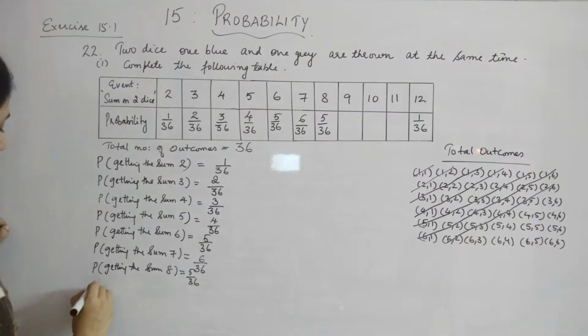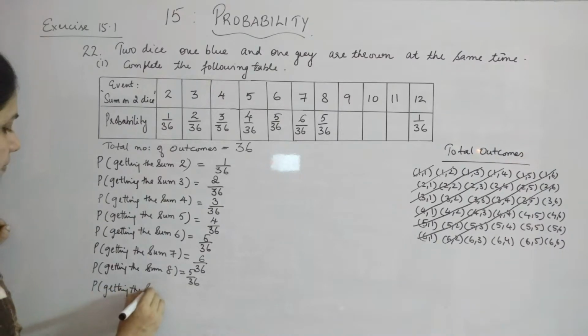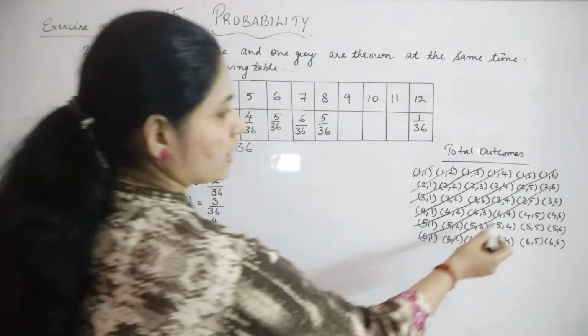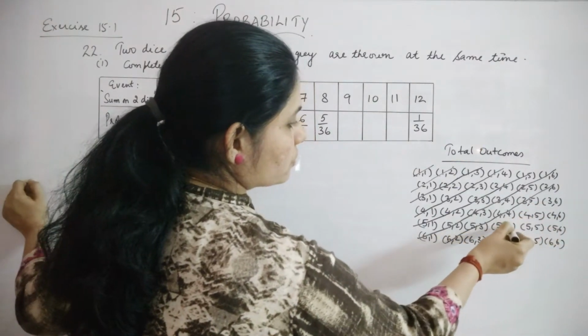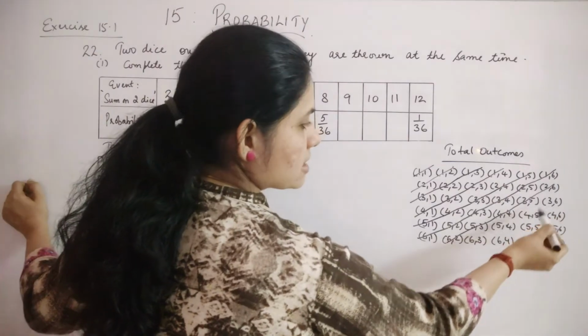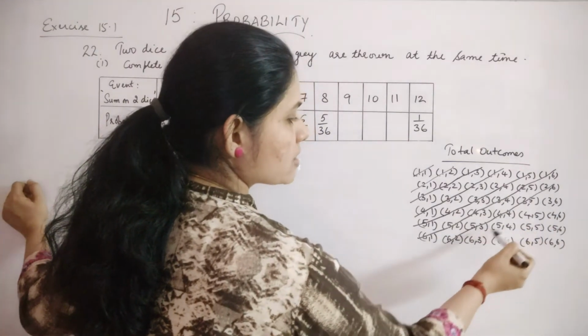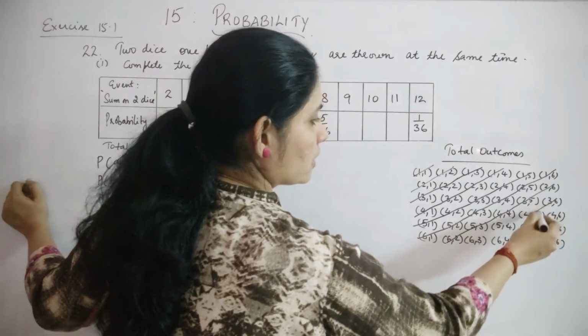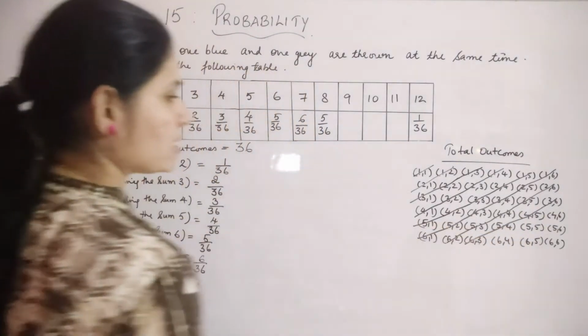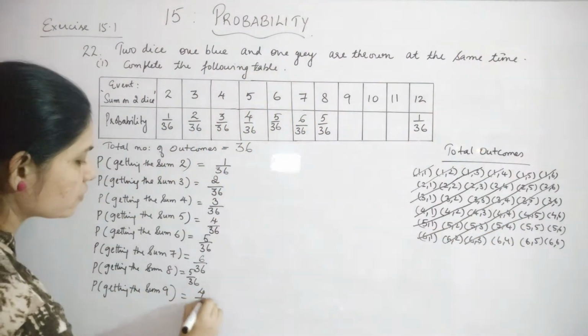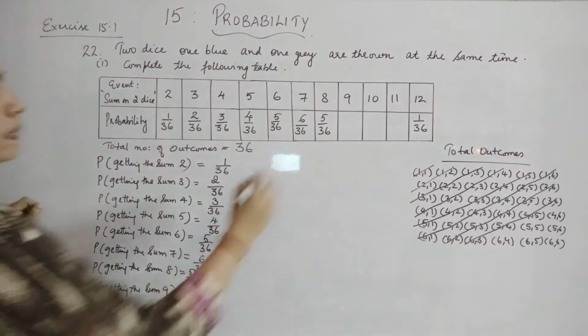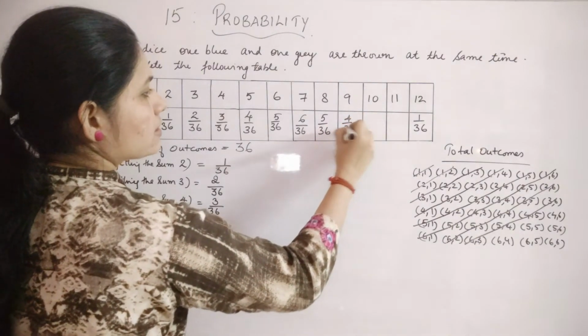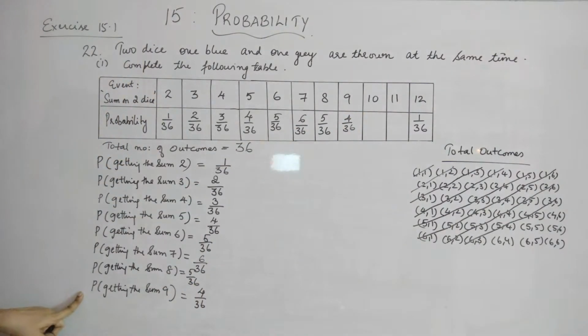Okay, next is the probability of getting the sum as 9. The sum of 9 means you will get 1, 2, 3, 4 outcomes: 3 plus 6, 4 plus 5, 5 plus 4 and 6 plus 3. So you have 4 by 36 here.